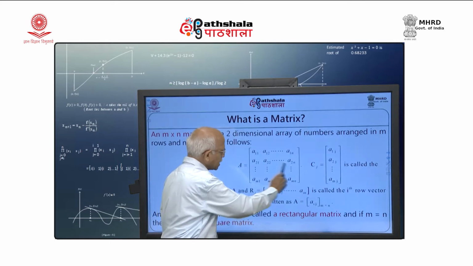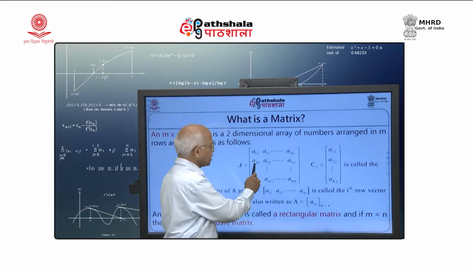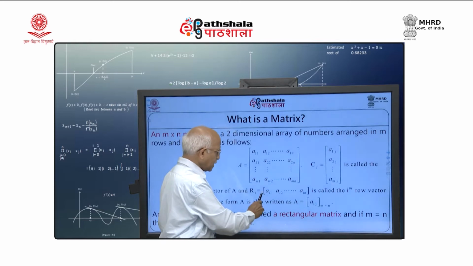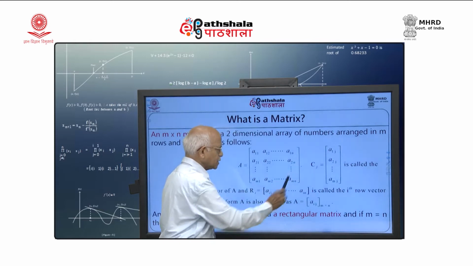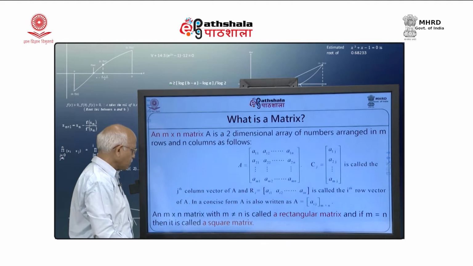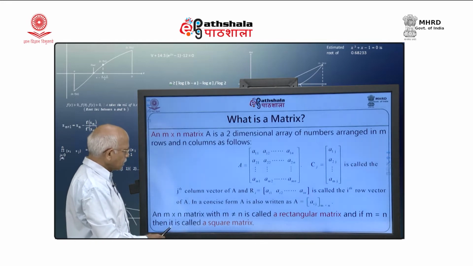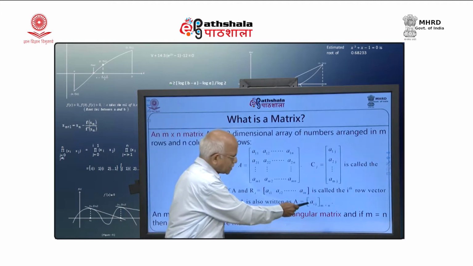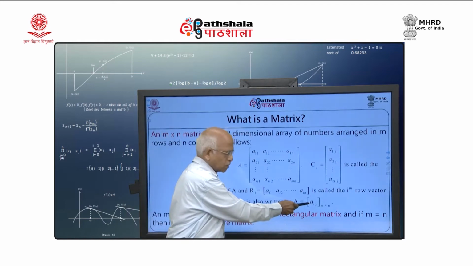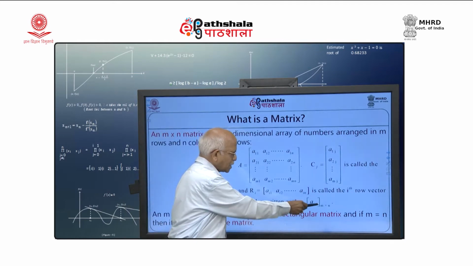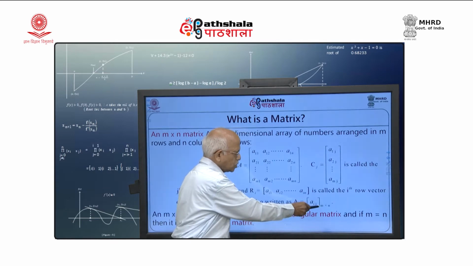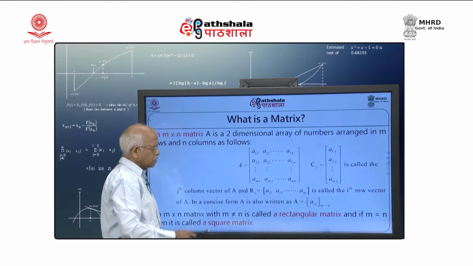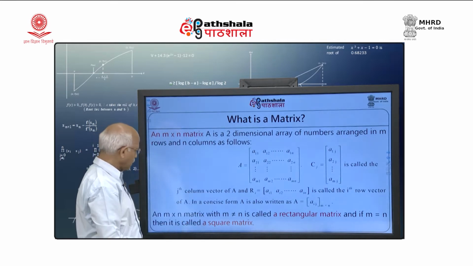If I consider the ith row, the second row will be a 2 1, a 2 2, up to a 2 n, and the ith row will be a i 1, a i 2, up to a i n, which is called the ith row vector of A. In concise form, A is also written as a i j. We just write a general element of the matrix, with i repeating m times and j running from 1 to n.